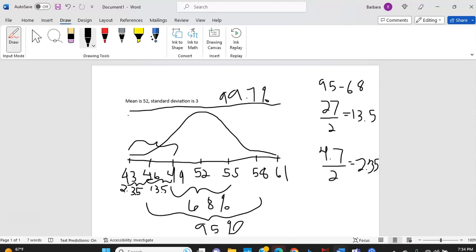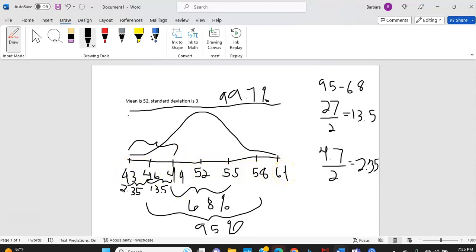Now, the truth is, now that we've done this, we can actually know what the percentage is because this will not change. It will always be between the third standard deviation and the second standard deviation. It will always be 2.35%. And between 46 and 49, or really between the second standard deviation and the first standard deviation, it'll always be 13.5, regardless of what numbers are up here.